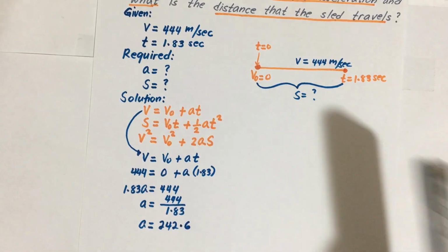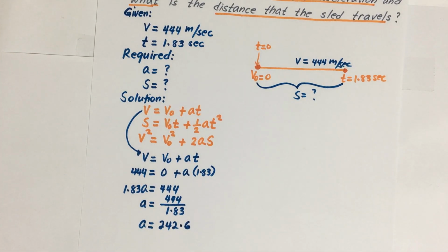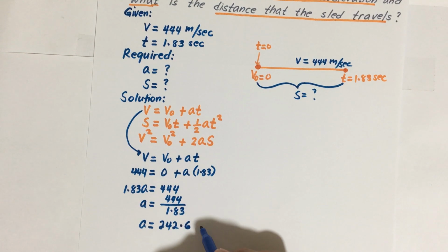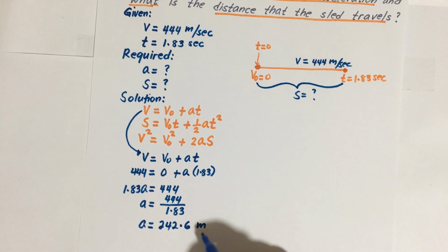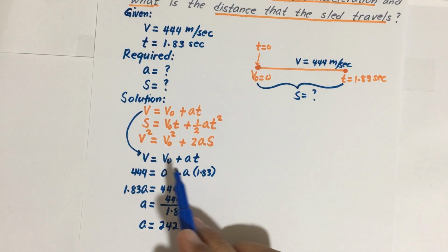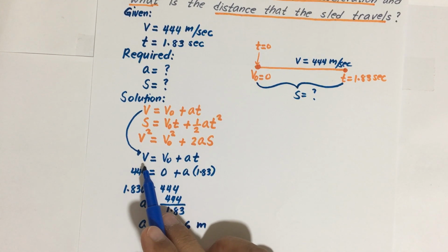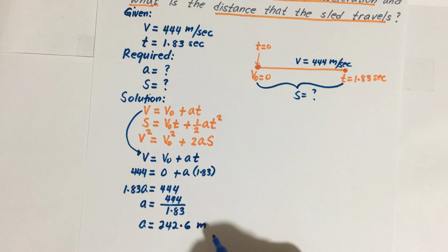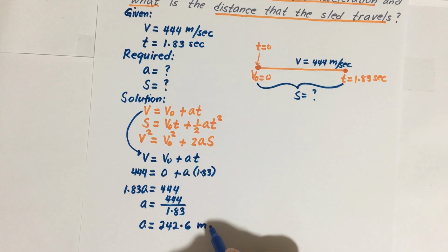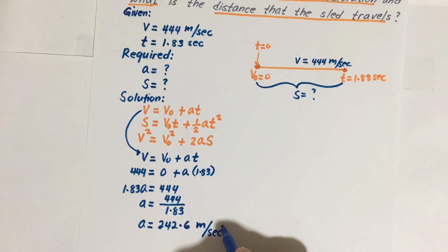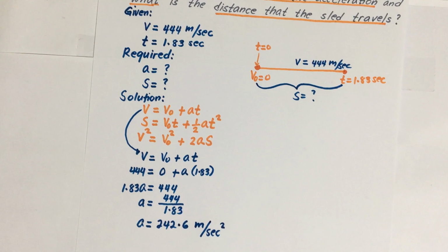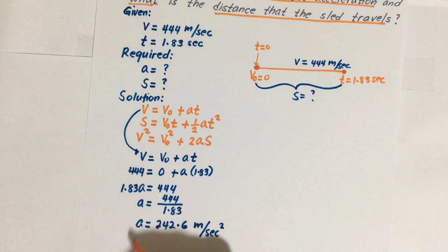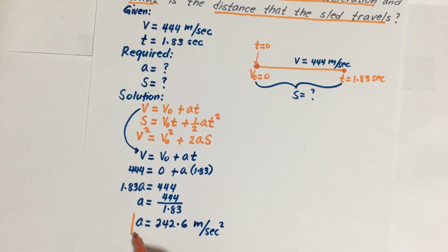We're given the displacement in terms of meters, and we're given velocity, that is meter per second, then we have time in seconds, so meter per second per second, or simply meter per second squared. Alright, so this is the acceleration asked in the problem.